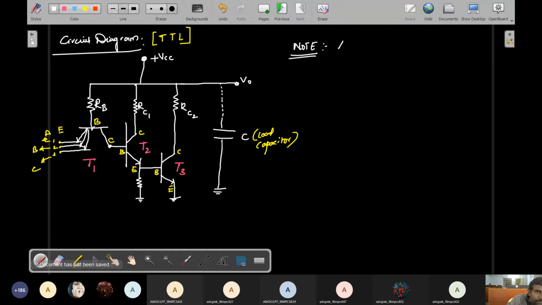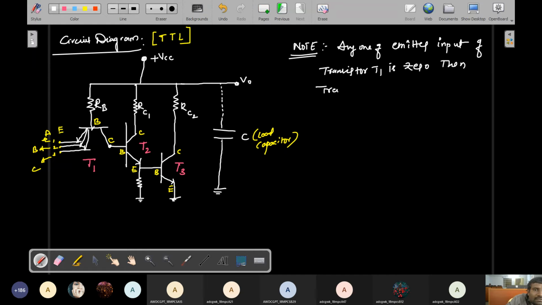So, if any one emitter input of transistor T1 is 0, then transistors T2 and T3 are in the cut off region, or open circuit. Cut off region or open circuit. This is the first point.